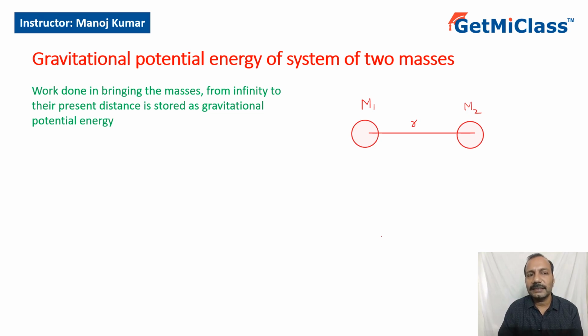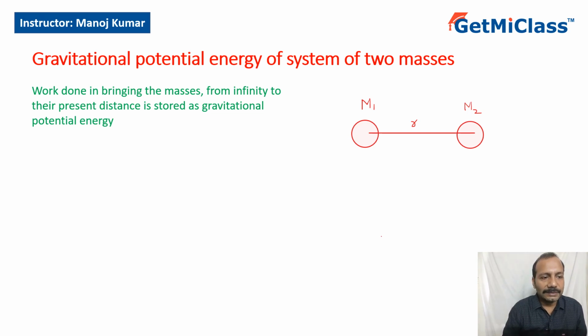Now, why is it increasing? Because the gravitational force is acting downwards and you're doing work against the gravitational force. And we know that gravitational force is a conservative force. So the rule for an increase in potential energy, not only gravitational potential energy but any potential energy, is that whenever work is done against a conservative force, that work results in an increase in potential energy. So here, what is the gravitational potential energy of a system of two masses? It is the work done in bringing the masses from infinity to their present distance.